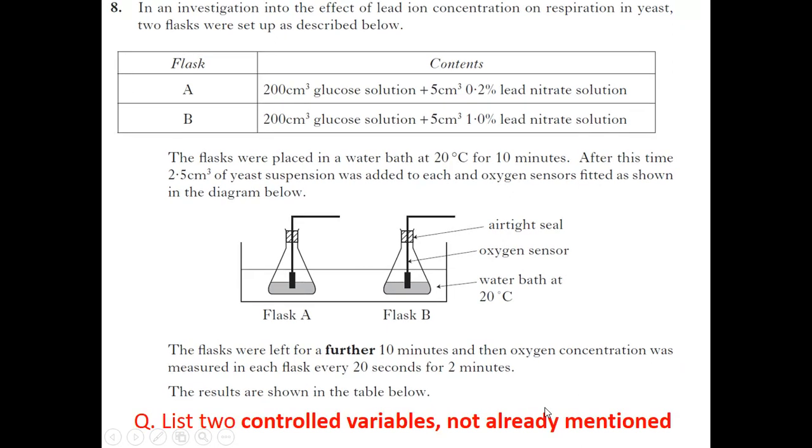The question we're going to ask is: list two controlled variables that are not already mentioned. This comes up quite a lot in biology, where you're asked to list controlled variables that are not mentioned so far, and there are obviously quite a few that are mentioned. So pause the video now and have a go at that. We're looking for two controlled variables that haven't been mentioned already.